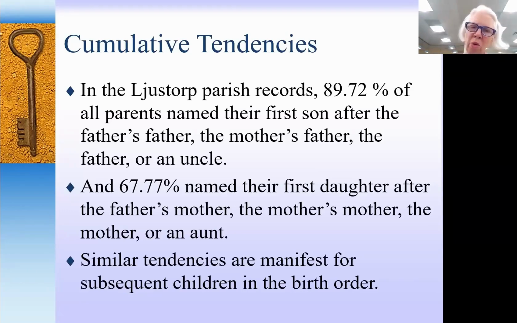And then there's always more variety in the women's naming patterns. 67.77% named their first daughter after the mother's father, the mother's mother, an aunt, or the mother. And so there's not quite as much adherence to the pattern with the girls as with the boys. Naming is an area where there seems to be more variety and creativity with girls' names than with boys' names. And then similar tendencies are manifest for subsequent children in the birth order. So you could look at the second son and the second daughter, and you would see that a lot of times one of those close relatives is the source of the first names of the children.